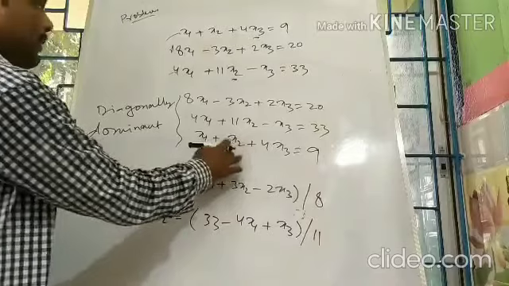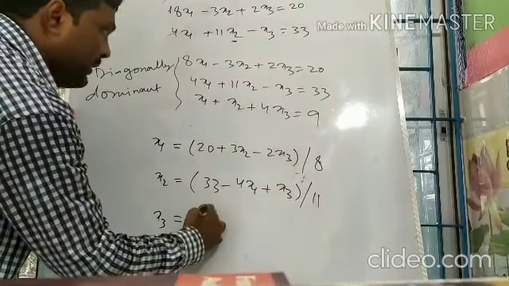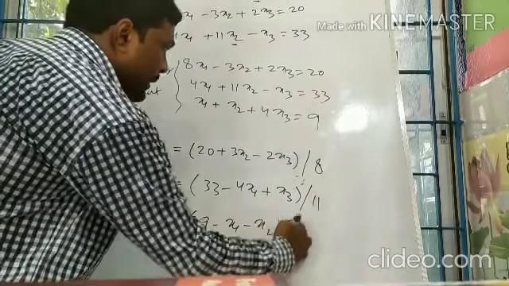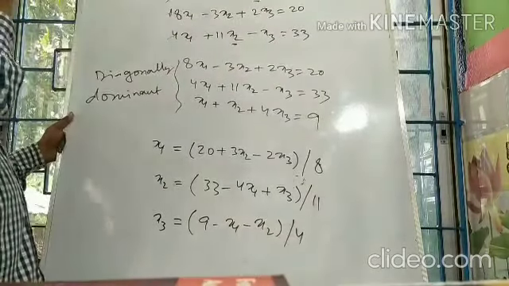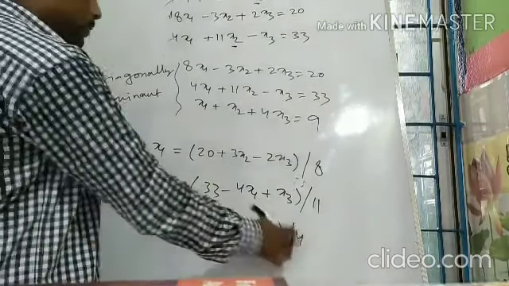Calculate x3 from the third equation. What is x3? x3 equals 9 minus x1 minus x2, divided by 4.